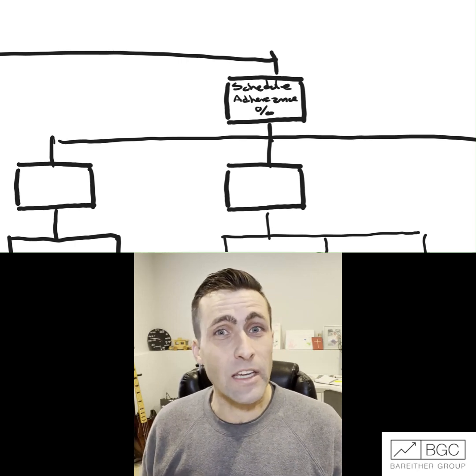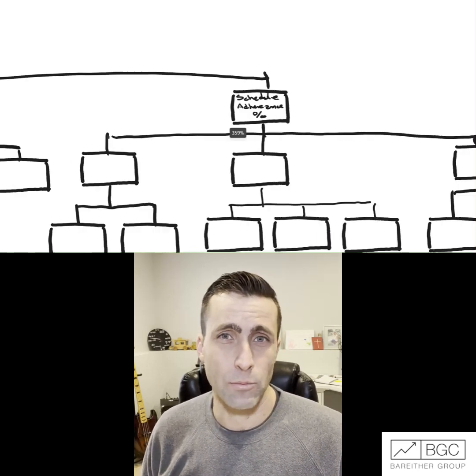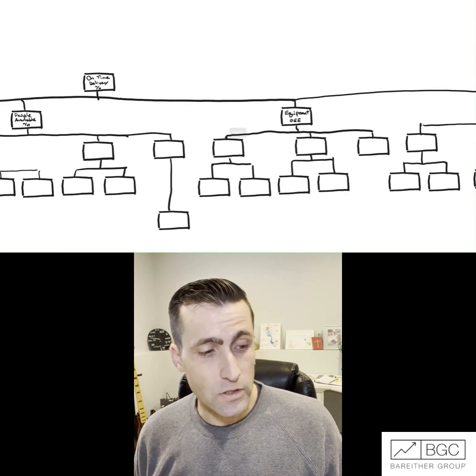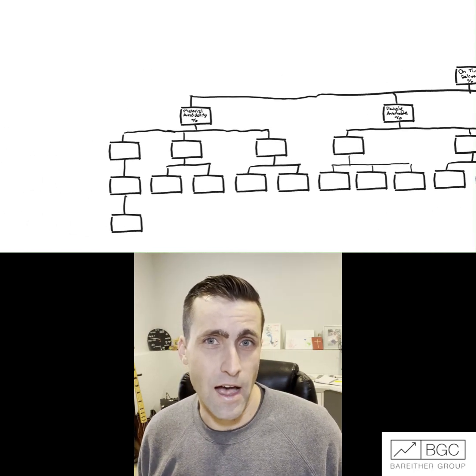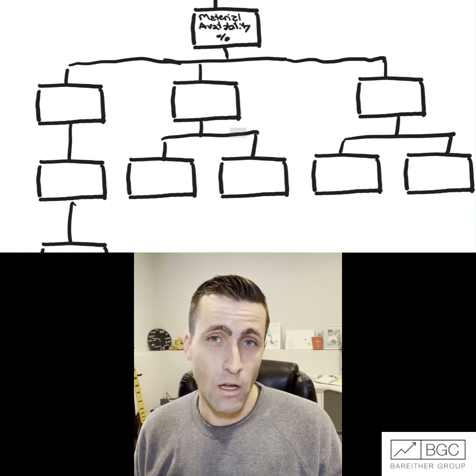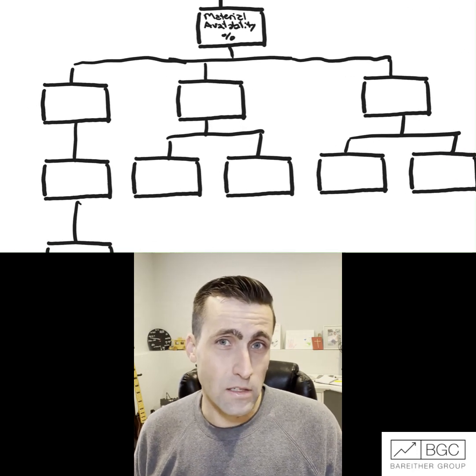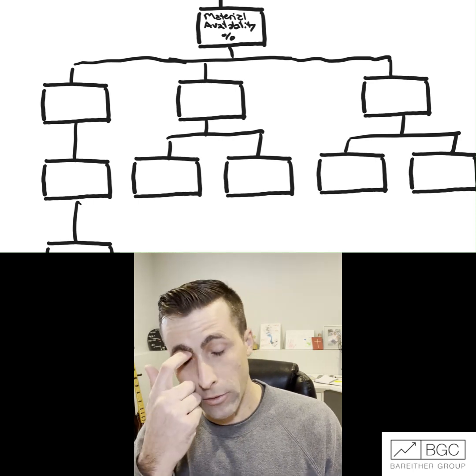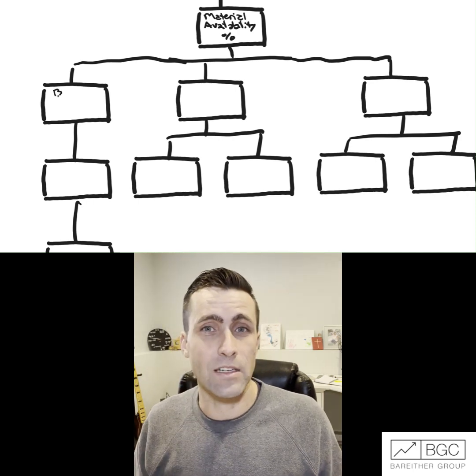So let's dig down into each of these requirements and break it down to process level. So if we start with material, we could break that down and say, well, how do we ensure that we have the right material available? One of the things that drives this is having an accurate bill of materials. So that is a process that we have.